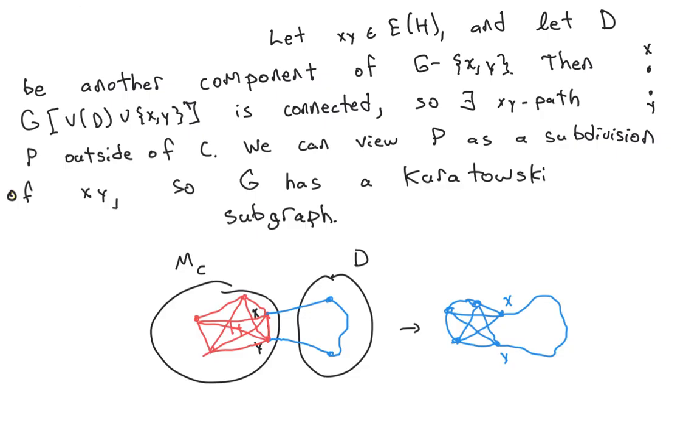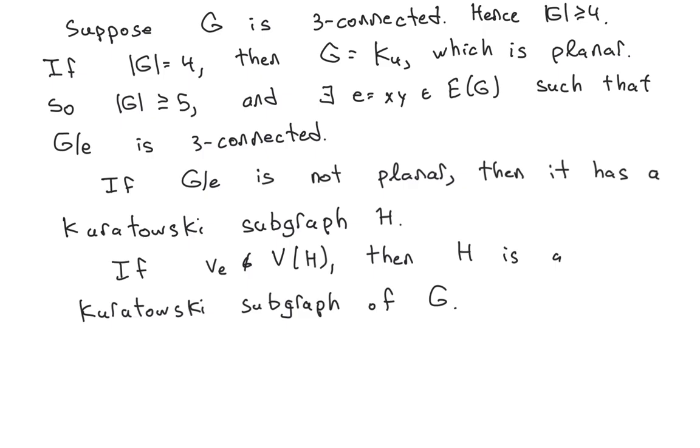And so I'm guaranteed to find that G does in fact have a Kuratowski subgraph by just subdividing the edge xy several times. So this ends the case of what happens when your graph has a cut vertex or a separating set of size 2. So now finally we are in the case of what happens when G is 3 connected.